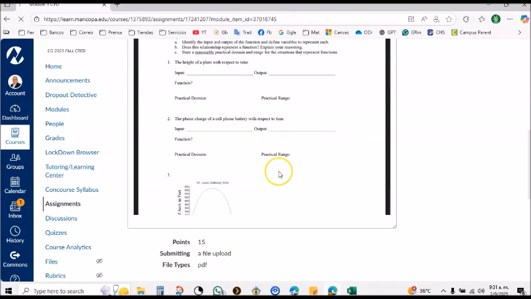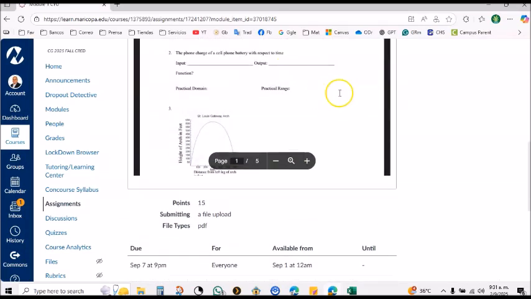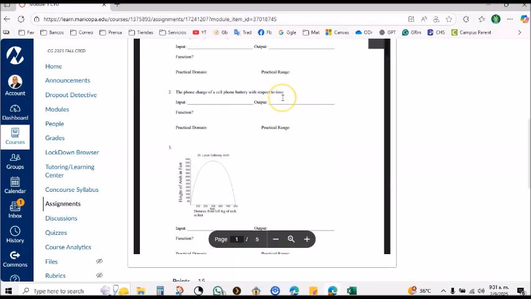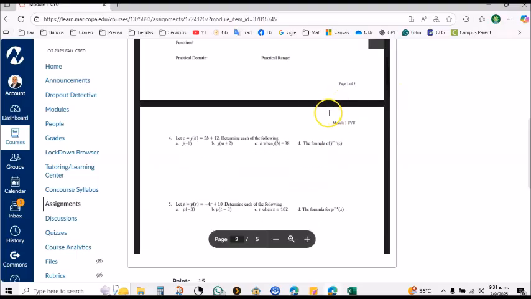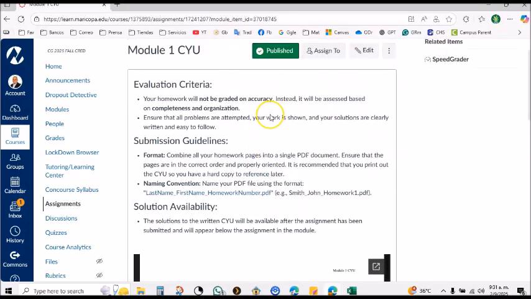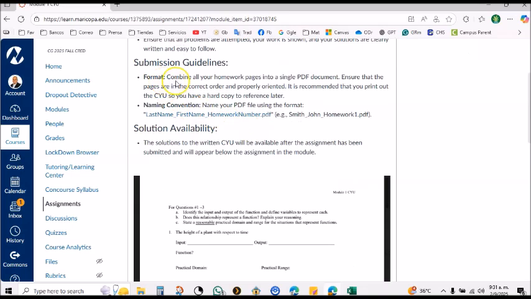Here is your check your understanding. It's gonna be like a test, like an evaluation. So you have to answer all those questions. You can download this, or you can answer on a piece of paper. Your homework will not be graded on accuracy. Instead, it will be graded based on the completeness and organization and the way of submitting. Combine all your homework pages into a single PDF document. Ensure that pages are in the correct order and properly oriented.